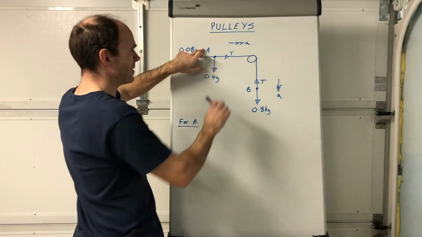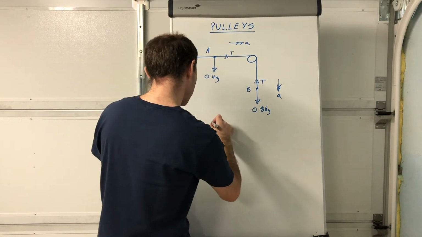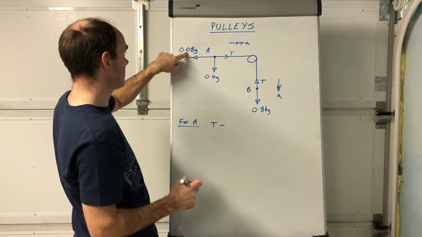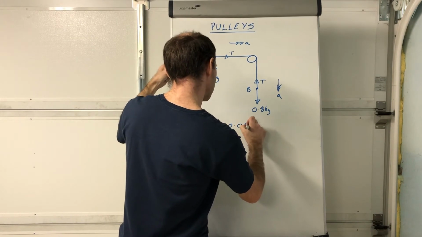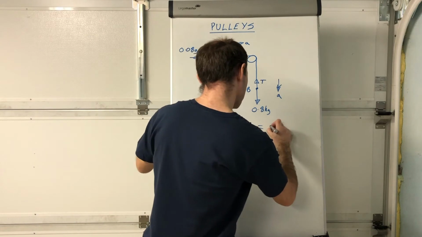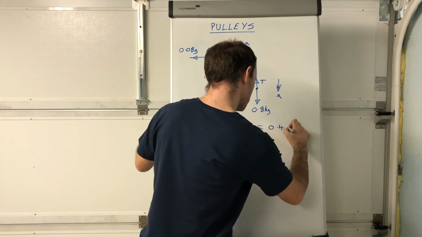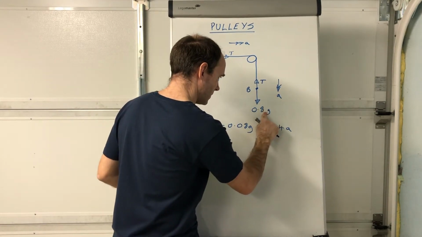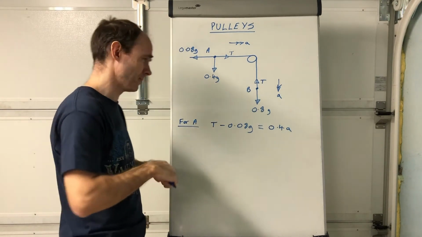So A, what's happening? It's moving towards the right, so the positive force is T, and opposing that is the frictional force we're given, which is 0.08 G, and that's equal to the mass, which was 0.4, times the acceleration. Okay, I've just noticed there's a rogue K there. It shouldn't be there, should it? It's 0.8 G. Apologies for that.